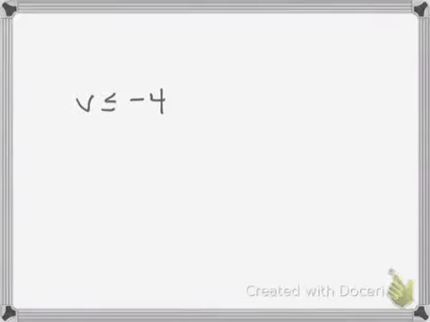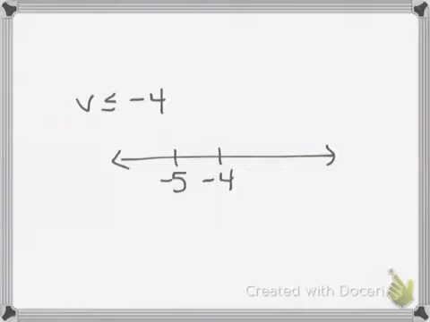Okay, let's look at some that have the equal to bar. V is less than or equal to -4. So if you draw your number line and put -4 on the number line, the number to the left would be -5, the number to the right would be -3. So this is less than or equal to, so I can actually include -4 as a solution. So this time, instead of an open circle, I close it in. -4 is less than or equal to -4.